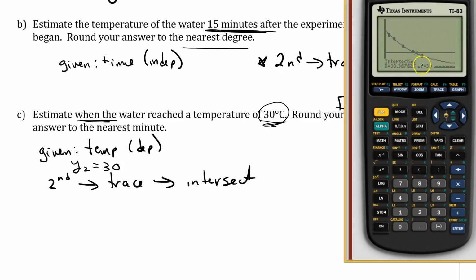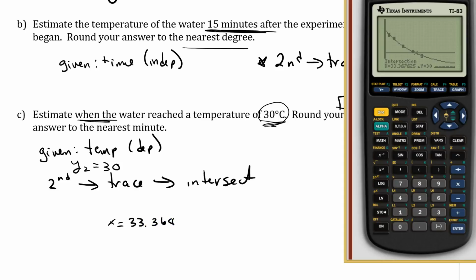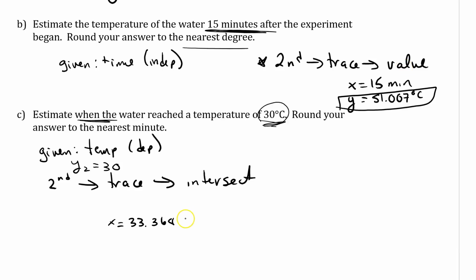So when y equals 30, x equals 33.3676, so 33.368. Let me just double check if I remember that right. 368. Now I'm going to remember that this is going to be minutes.